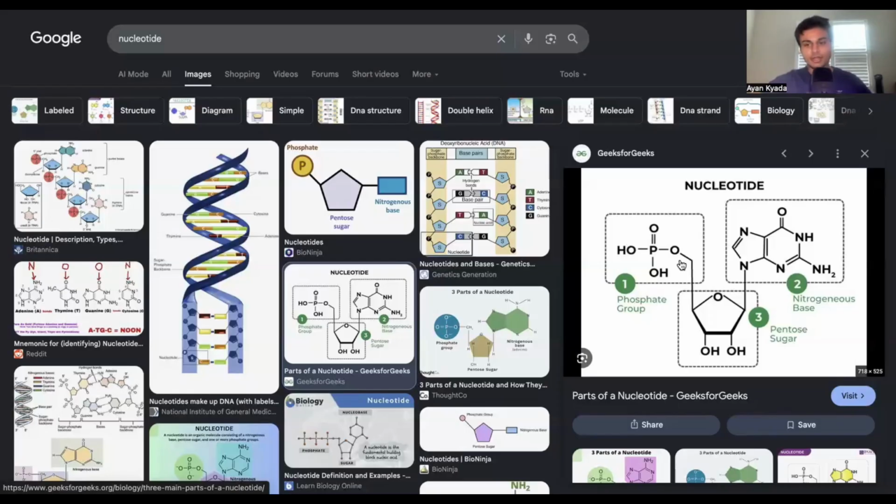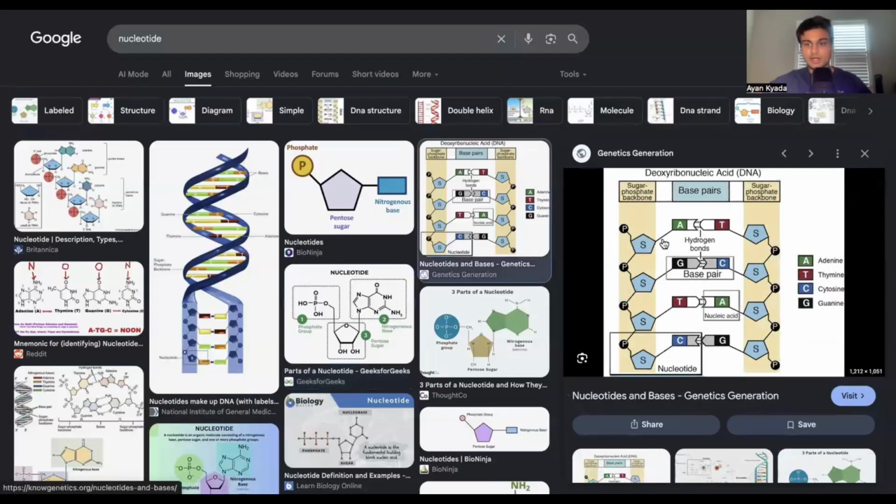And the MCAT also likes to pay particular attention to a specific bond, and that is the bond between the phosphate and the sugar group. Right here is known as a phosphodiester bond because it looks like an ester bond in the way that it's attached to a carbonyl and an oxygen, but it has a phosphorus as the central atom instead of a carbon, making it a phosphodiester bond. And this is what stabilizes the backbone of DNA.